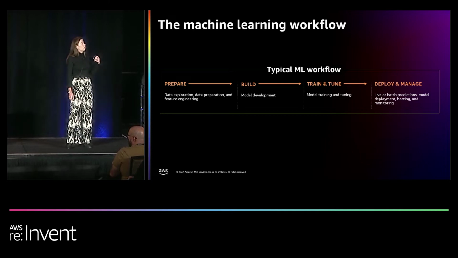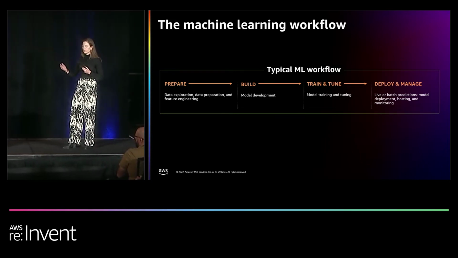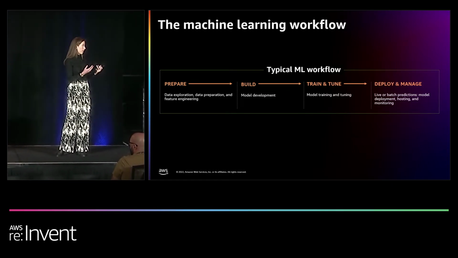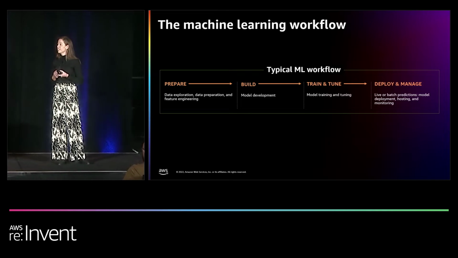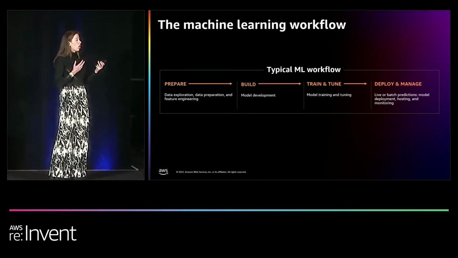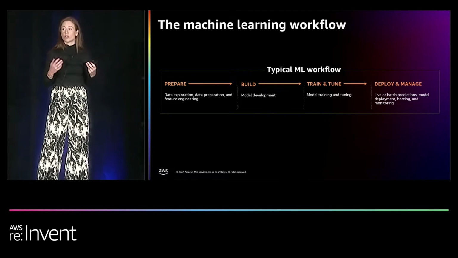Before I start talking about low-code ML, just going to set the stage by talking about the typical ML workflow. We've got 4 steps here, and we typically start by preparing your data. We all know that high-quality data preparation is critical to high-quality model performance. And you'll often hear it said that data scientists can spend 60 to 80% of their time actually on preparing data. Once you've gotten your data in a good place, you go to building your model.